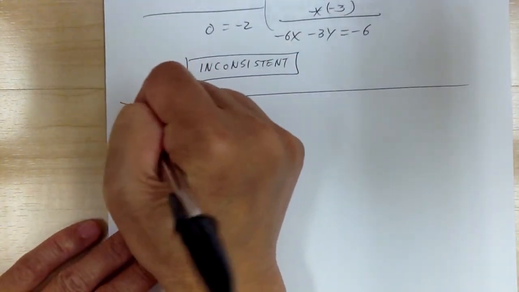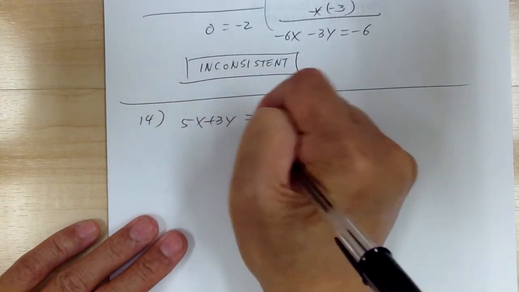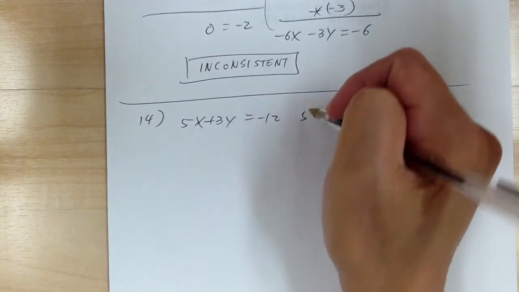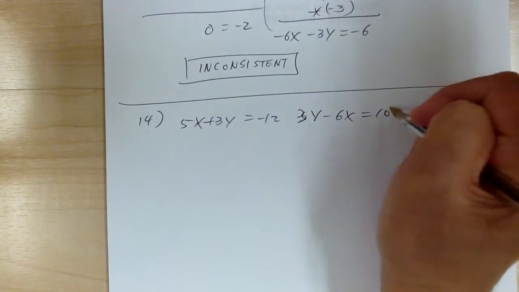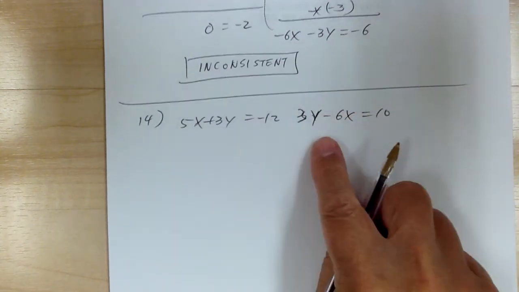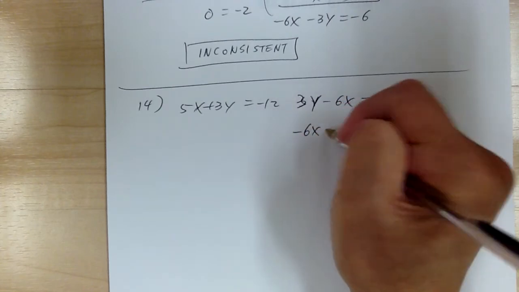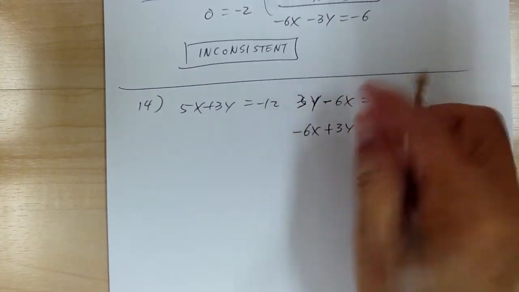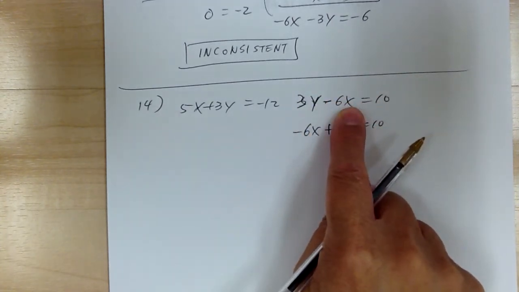Okay, let's go to number 14. We got 5x plus 3y equal to negative 12. Then got 3y minus 6x equal to 10. Okay, so again, this is in the wrong order, so I'm going to put this in the correct order first. So negative 6x plus 3y equal to 10. So switch these. And the sign is part of the term, right? So negative has to go with the 6x.